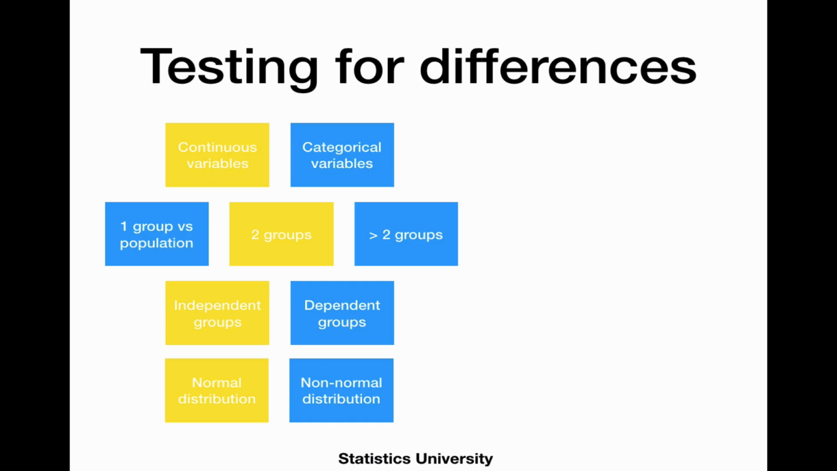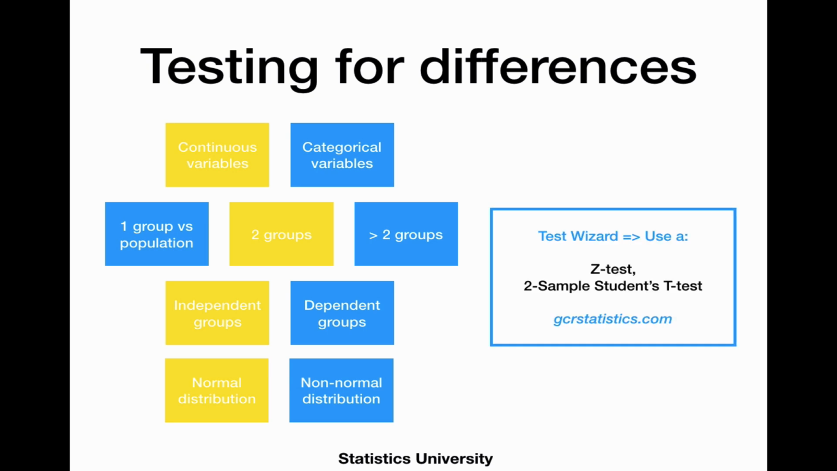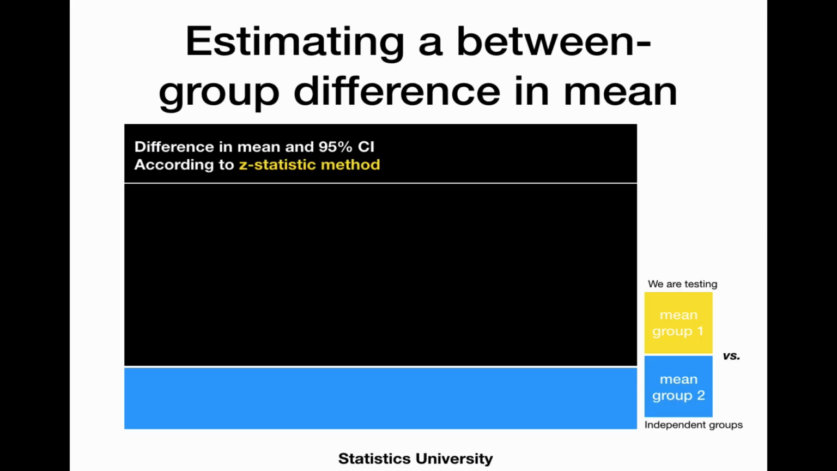Now let's look at how to perform these comparative tests in practice. We're starting with the comparison of two independent group means with a normal distribution. The GCRstatistics.com test wizard tells us that we can either use a z-test or a two-sample student's t-test. And this is how we do that. We're going to start with the z-statistics method.